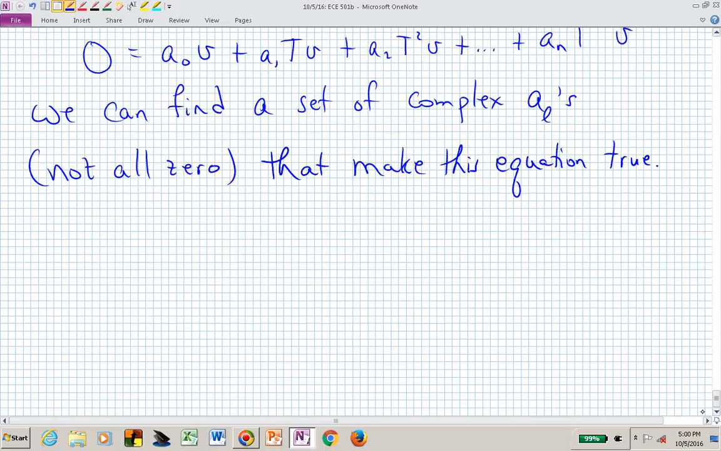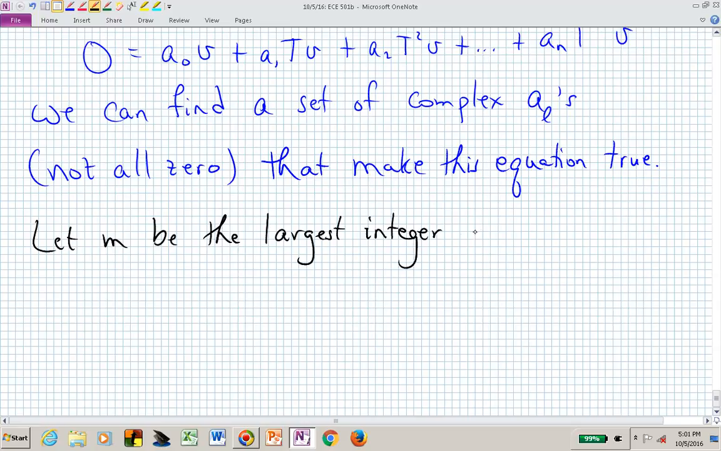And similar to how we were playing with ordering things in the previous proof, let's do something similar here. Let's select little m, Michigan, different from n, Nevada. So let's let m be the largest integer such that a sub m is not equal to 0.